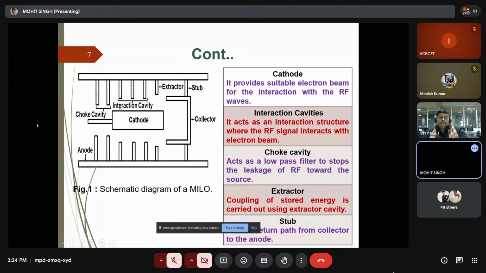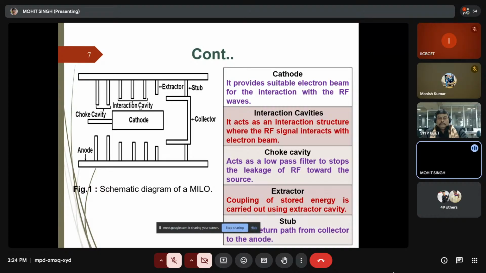Whenever these electrons are emitted from the cathode, they are trying to reach the anode. But if they reach the anode, there will be an electrical breakdown, and the device will cease to operate. For that case, we need some external magnetic field.